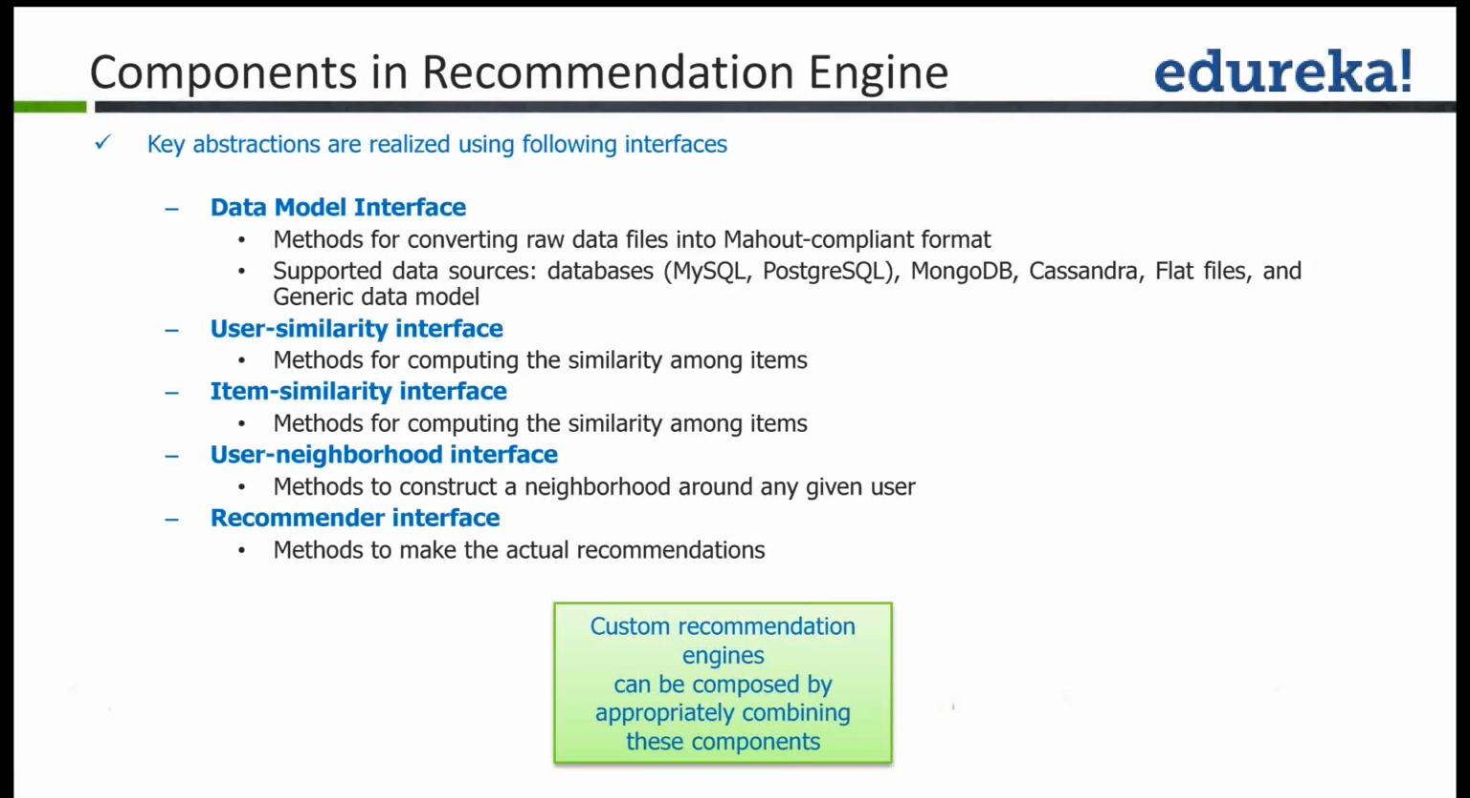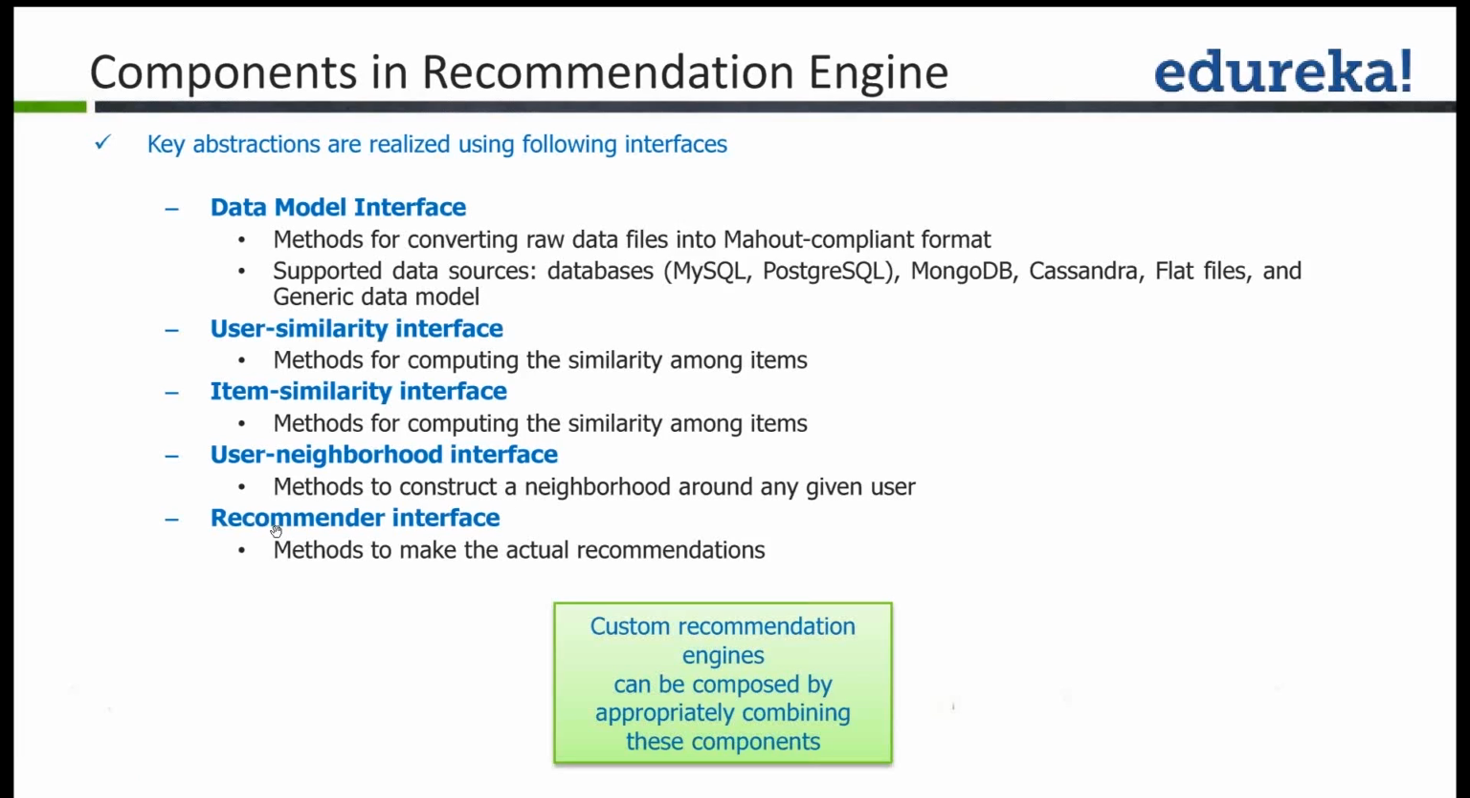Out of 10,000 users in your customer base, we may want to focus only on, let's say, the top 10 users which are similar to a particular user, right? That means we are talking about some kind of a neighborhood around a particular user, and based on the items that are purchased by that neighborhood of users, we are going to do the recommendations. So this interface essentially gives methods to construct a neighborhood around any given user.